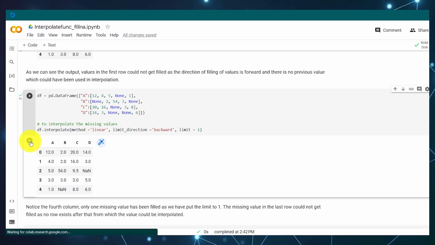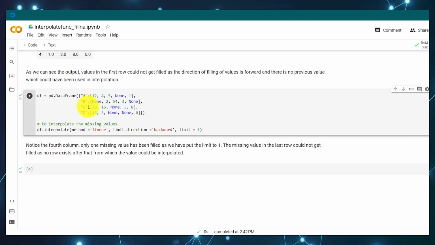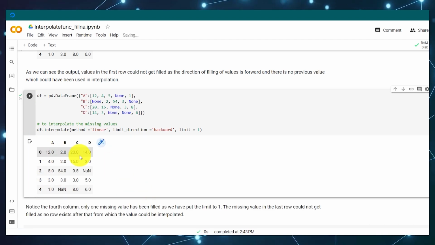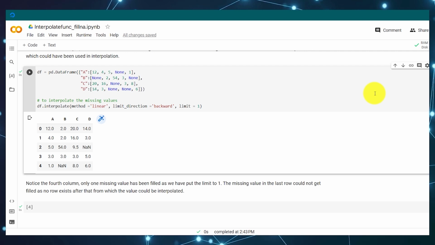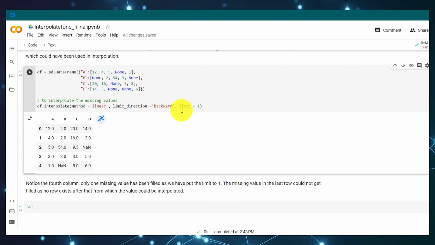Similarly in this example, again we have the data set, and in the data set we have again the missing values. So there are actually 2 missing values now. Why only 2 missing values? Because we had all the values missing, but now we have used the limit direction backward and limit to 1 only. Now notice the fourth column, only 1 missing value has been filled. As we have limit as 1, we have used this as 1.